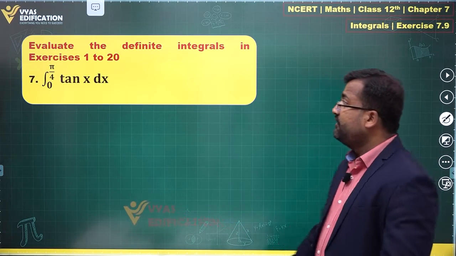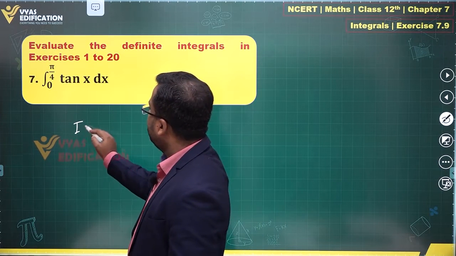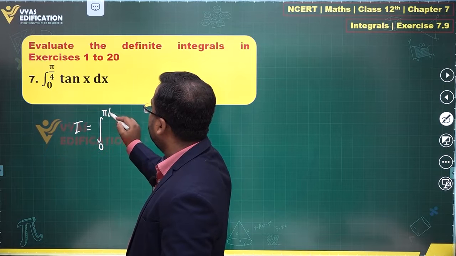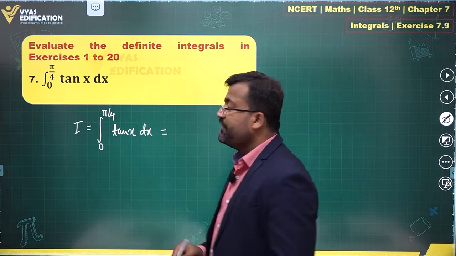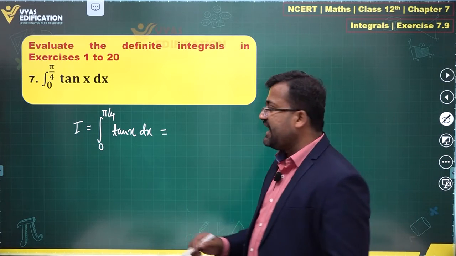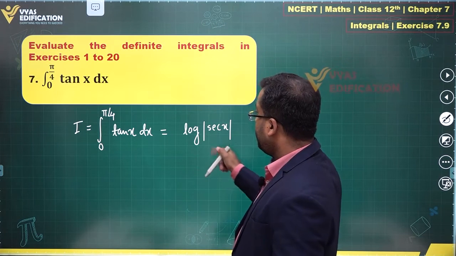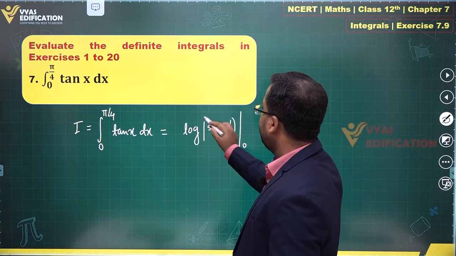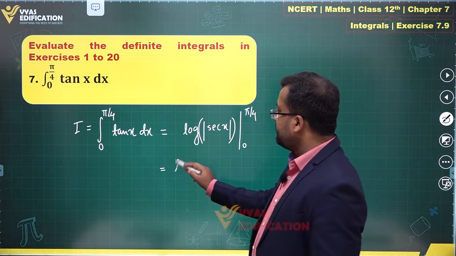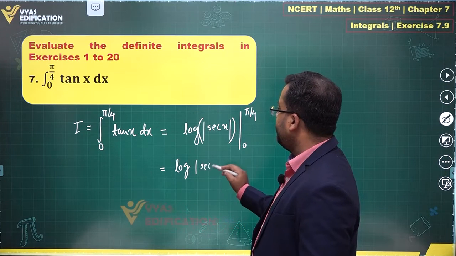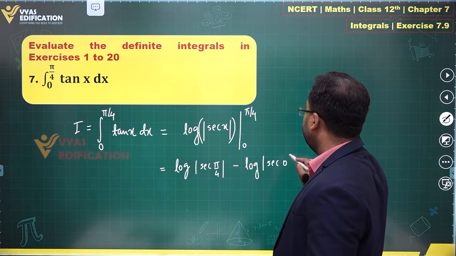In the seventh question, we have integral from 0 to pi by 4 of tan x dx. So I is the integral from 0 to pi by 4 of tan x dx. And what is this equal to? The integral of tan x is important. What is that? That is log mod sec x. You have to integrate from 0 to pi by 4. Put the limits 0 to pi by 4. Now this becomes log mod sec pi by 4 minus log modulus of sec 0.